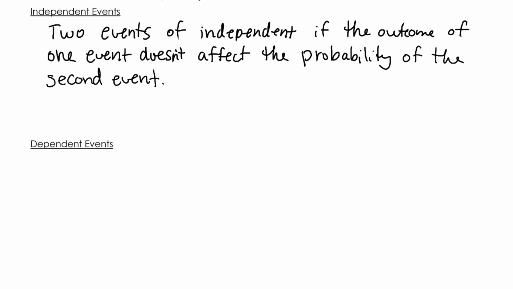So an example of this would be flipping a coin. Let's say I flip a coin twice. And let's say the first time I flip the coin, I get a tail. Well, the outcome of the first flip is not going to affect the probability of getting a tail on the second flip. So those two events are independent.